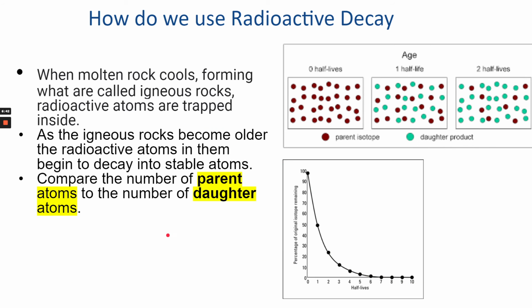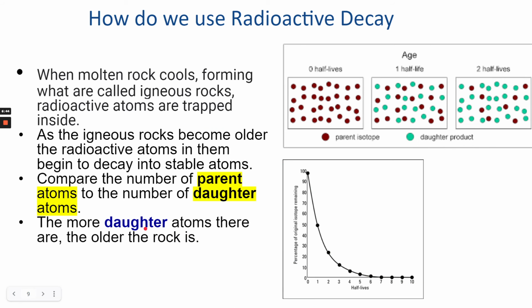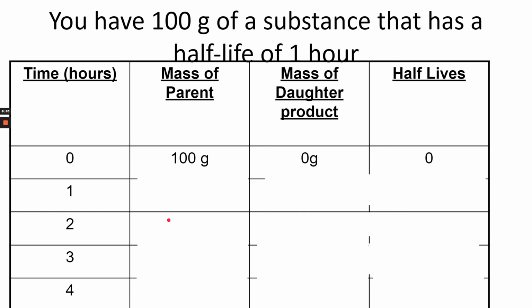until you run out. So the more daughter atoms you find in a rock, the older it is, because more time has gone by for those unstable atoms to change into stable atoms. This is just an example that we can go through in order to understand how this works.